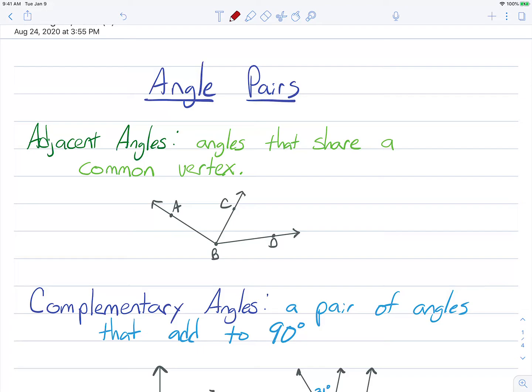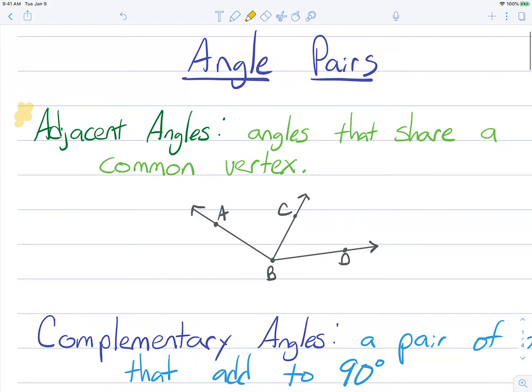Angle pairs. There are different types of names for different types of angle pairs. The most basic is adjacent angles. Adjacent angles are angles that share a common vertex. Basically, it means that they're next to each other. They're connected in some way.